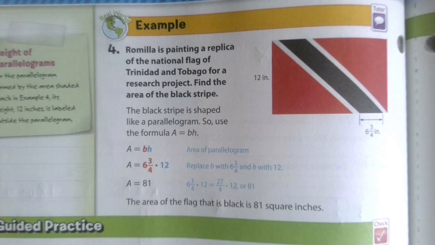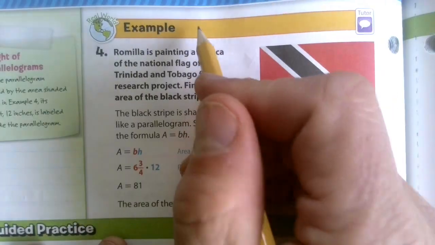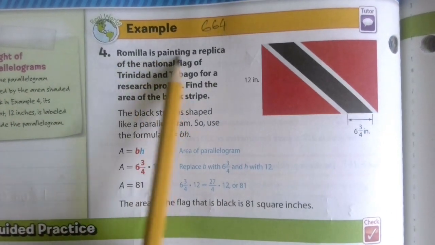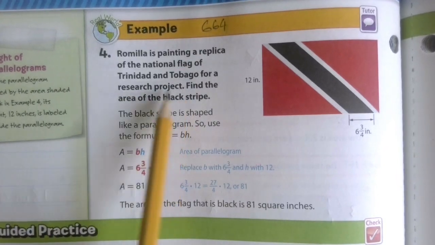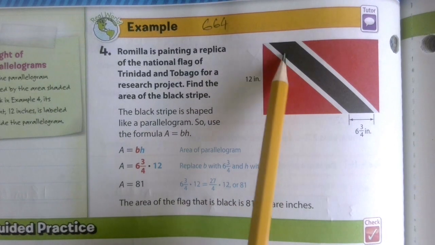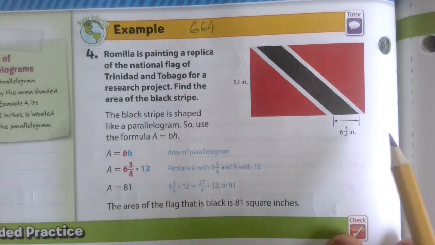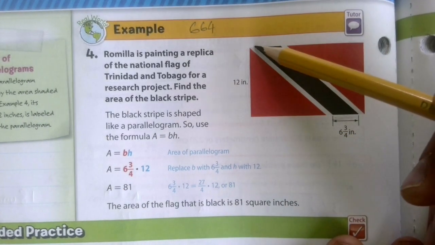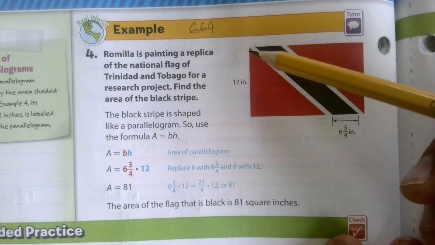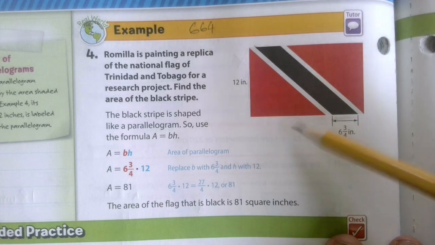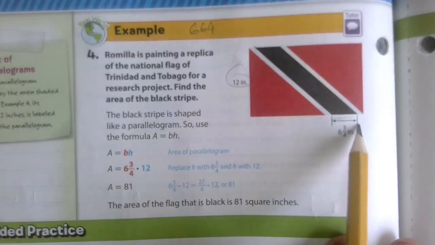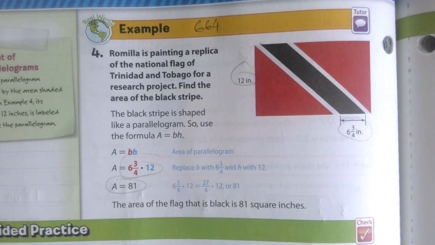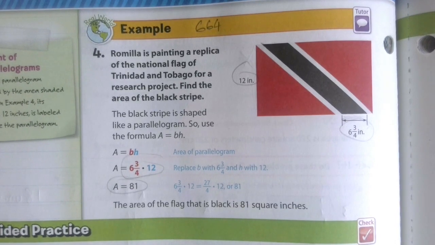Okay, so now we're on the next page, page 664. I'll just write page 664. And here in this example, it says, Ramil is painting a replica of the national flag of Trinidad and Tobago for a research project. Find the area of the black stripe. So here's the black stripe. And we know the base of it is 6 3/4. The height is way over here, right? It's 12 inches. So the height, remember, you don't measure the diagonal line. It's straight up and down. So from the top to the bottom is 12 inches. So how do you find the area? It's just 12 times 6 3/4. And look at that. They did it for you. 6 3/4 times 12 is 81. Got it? Cool. Let's try some guided practice.